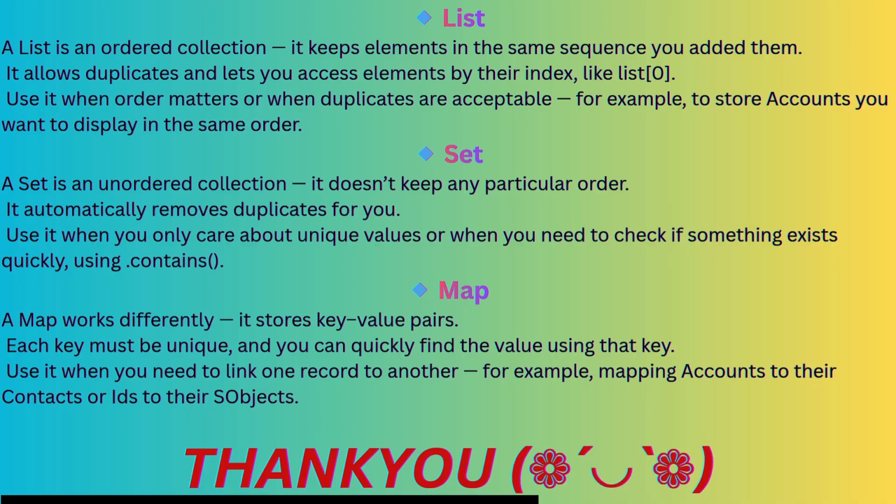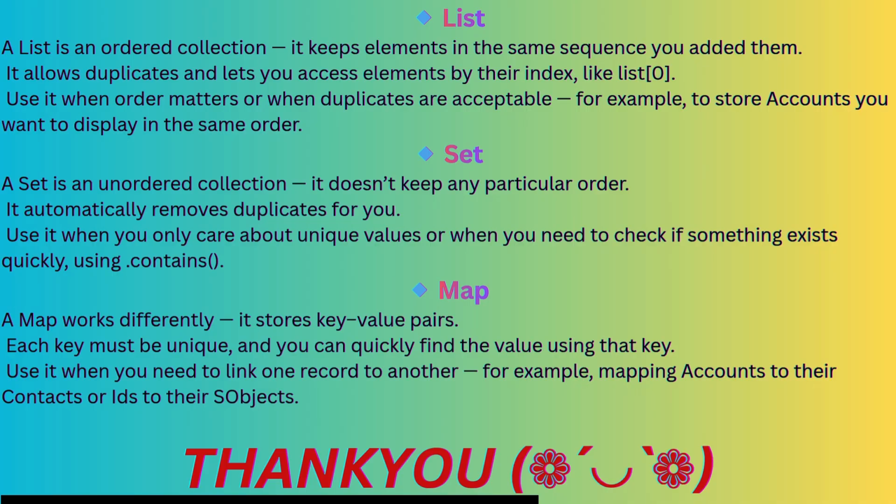To access a list, we need an index. For the set we need membership, dot contains, and for a map we need the key, map dot get key. The typical use case of a list is when order matters or duplicates are allowed. When you need unique values or membership testing, you can use a set. And if we want fast lookup by id or relationship mapping, then we can use a map. So this is all about list, set and map.